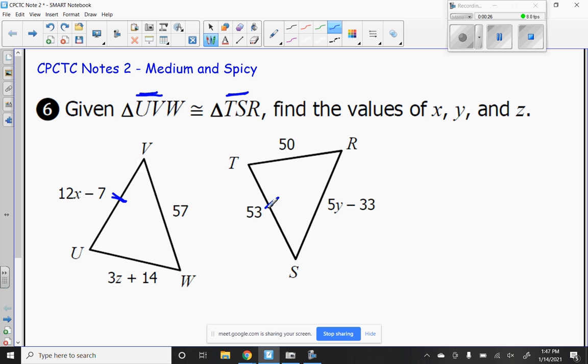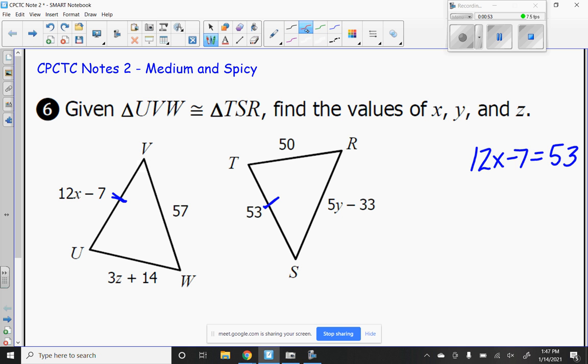TS is equal to UV. So now I have it labeled correctly. So now I know my equation for X, and I can just throw it over there. So hopefully that wasn't too bad. Okay, so I'm going to go ahead and erase some stuff up here.